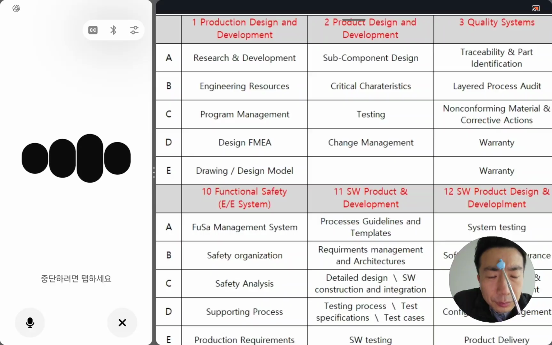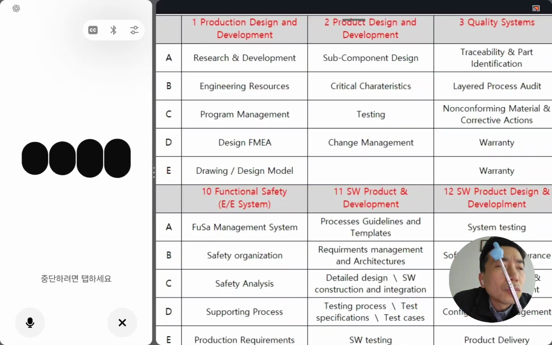Change management is almost guaranteed. I would ask how design changes to subcomponents are controlled, how impact analysis is performed, and how you make sure changes do not negatively affect other parts or system performance. I'd also ask about supplier involvement. For purchased or outsourced subcomponents, I might ask how you evaluate supplier design capability and how you ensure their designs align with your internal standards and customer expectations.